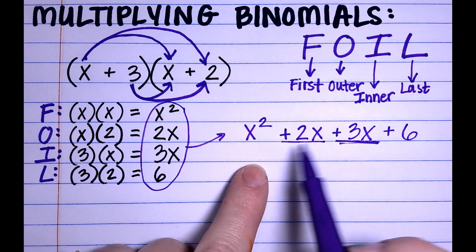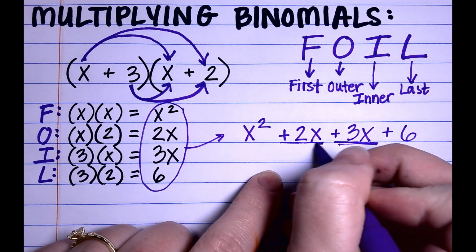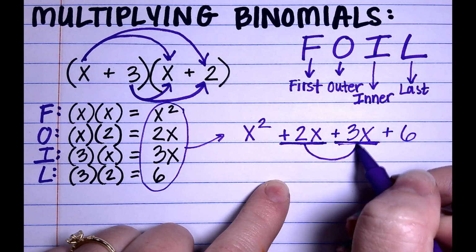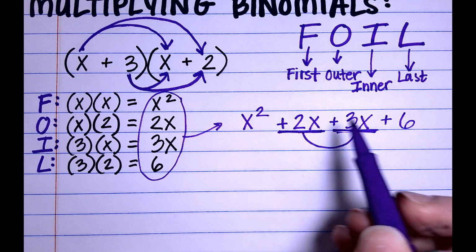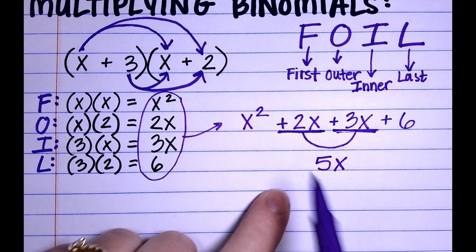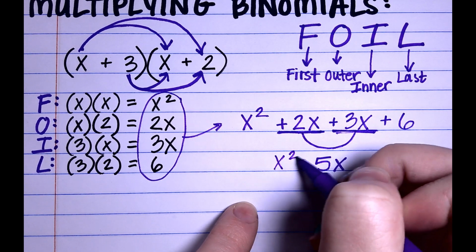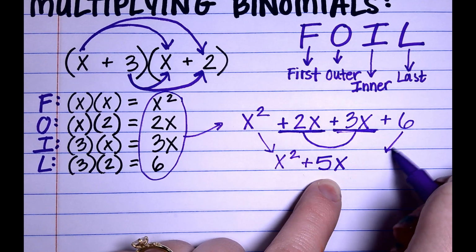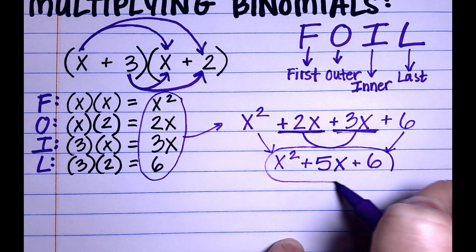Notice that we have 2 terms that both have x. So we need to combine these. How do we combine these? You just add them. So 2x plus 3x, yes, 5x. So we just bring everything else down. X squared plus 5x plus 6. And that is our answer.